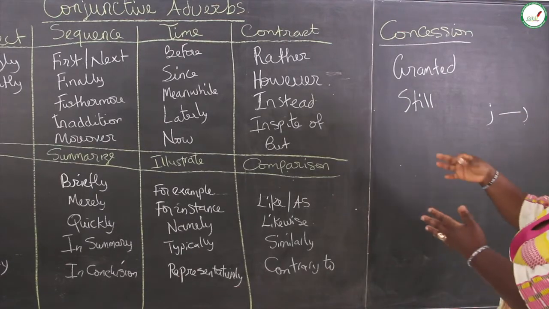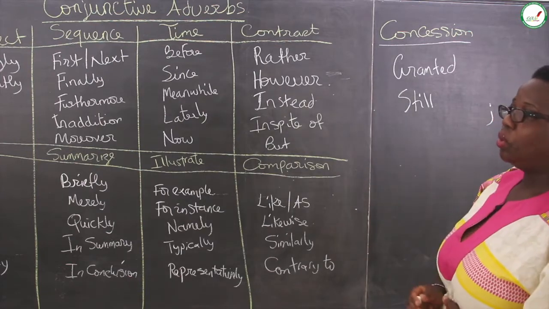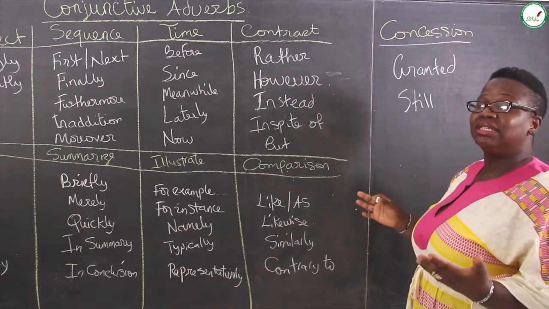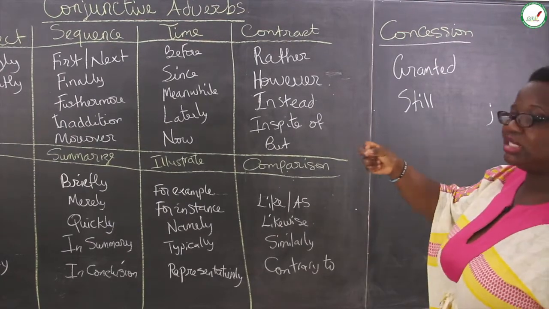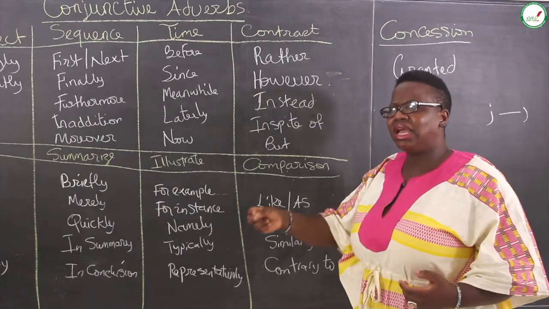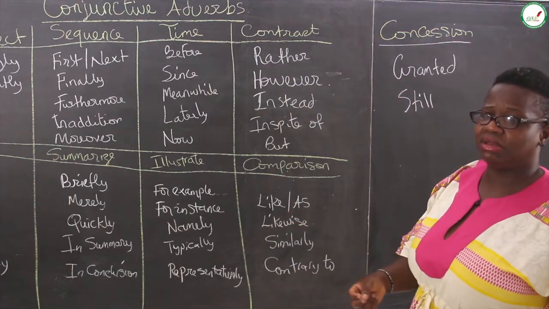Please make sure that you understand them, make sure that you know them, how to put them in your sentences. If you see a sentence, you should be able to identify, is that sentence a cause and effect? Is it a contrast sentence? Is it a time sentence? Is it a summarized sentence? Are you emphasizing something in the sentence?